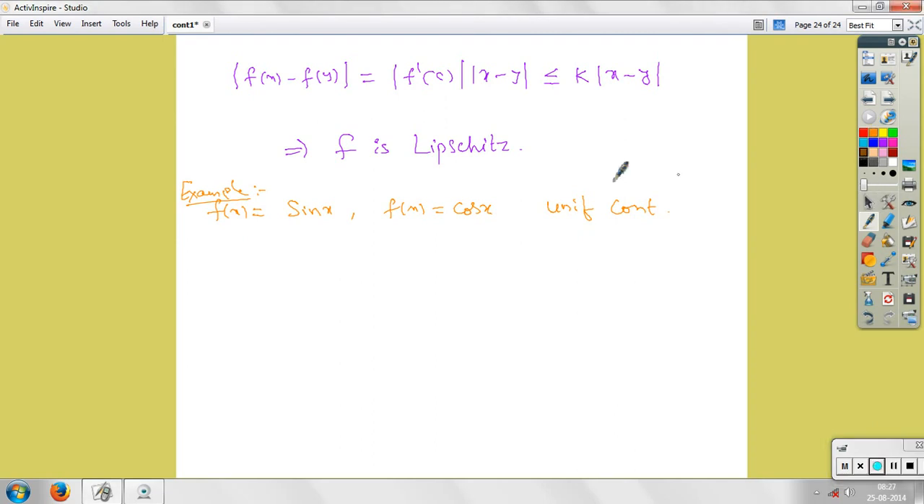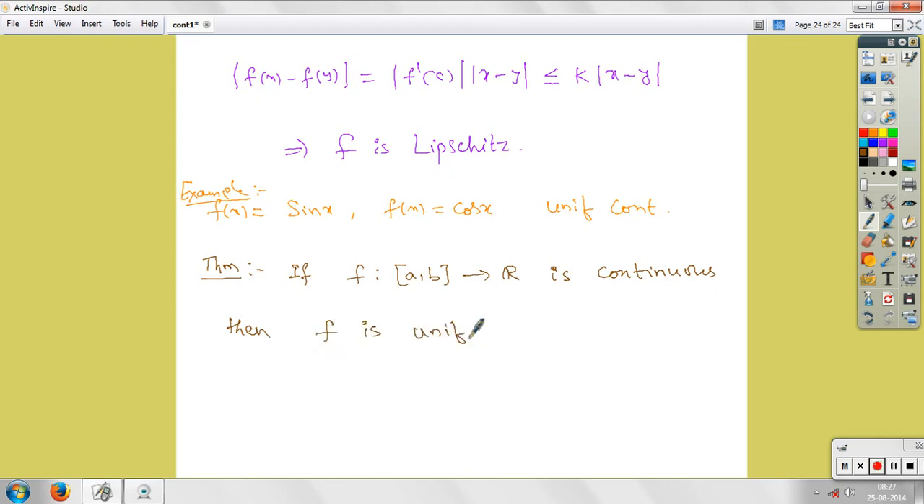So we can say that if we have a continuous function on a closed and bounded interval, then it is uniformly continuous. So if f maps from any closed and bounded interval [a, b] to R and is continuous, then f is uniformly continuous. So if we have a continuous function on a closed and bounded interval, then it is uniformly continuous. So, proof of this result.